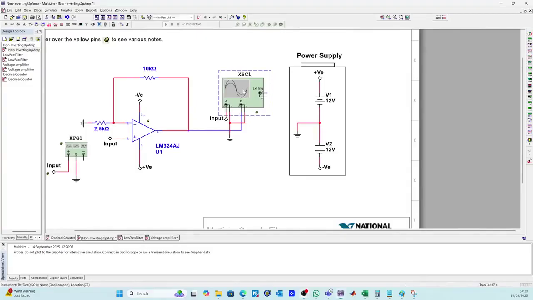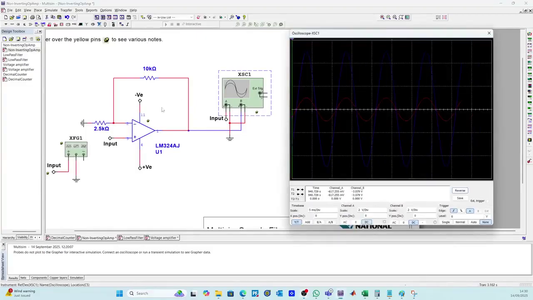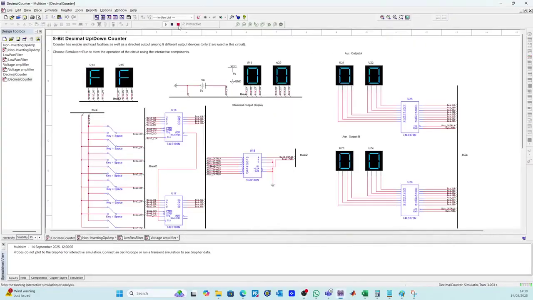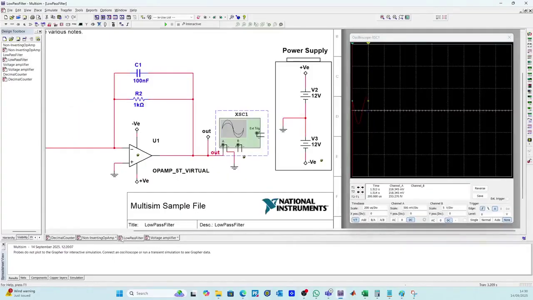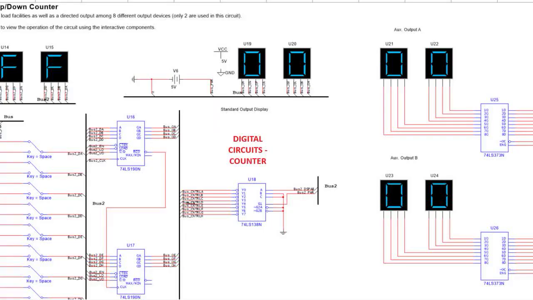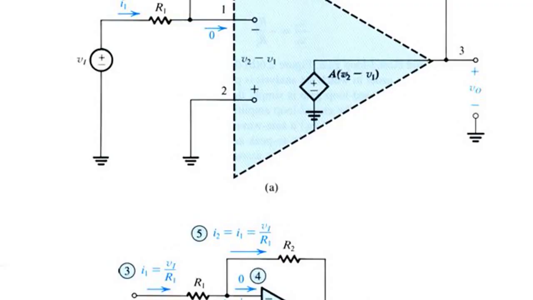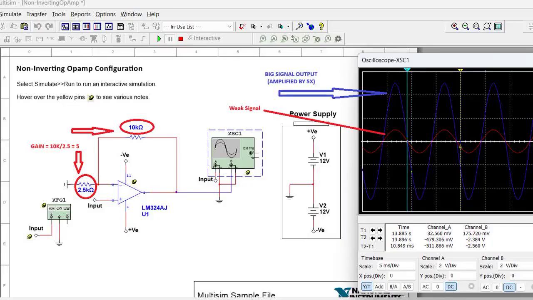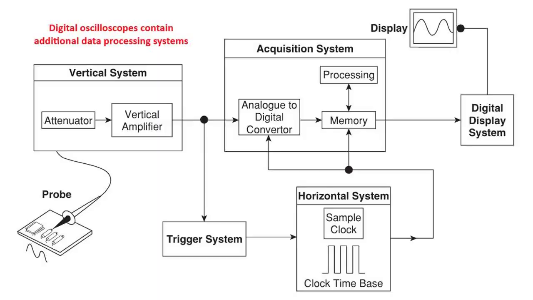Ever wonder how tiny circuits boost weak signals or filter sound? Meet the operational amplifier, or simply op-amp. An operational amplifier compares two inputs, one inverting, one non-inverting, and multiplies the difference by a huge gain. In simple terms, it makes small signals big, very big.